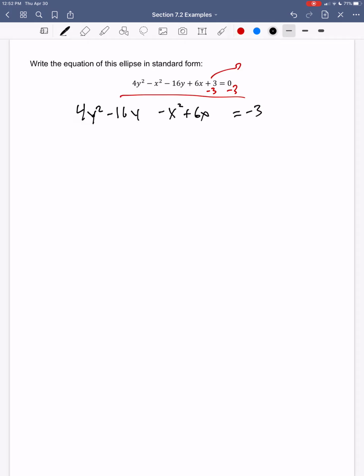Now, when I'm completing the square with x and y, it's important that what's in front of my squared terms is 1. So here it's not a 1, it's a 4. So I have to factor out a 4 from the y stuff.